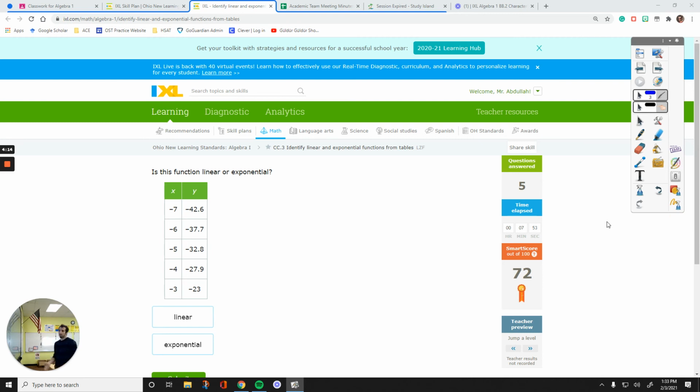That's it. The only difference here is that the numbers are decimals. Let me see this. The difference is 4.9 all the time, so this one is going to be linear. Yeah, that's linear. 4.9 is the difference all the time, so this one is linear. The way you can find it is to use a calculator to see if the pattern is linear or not.